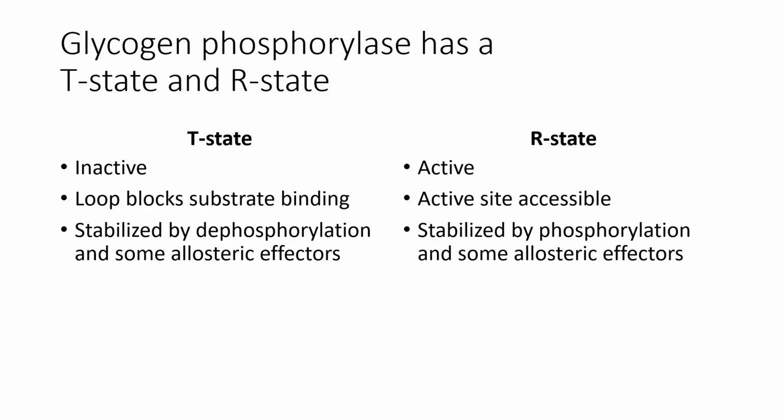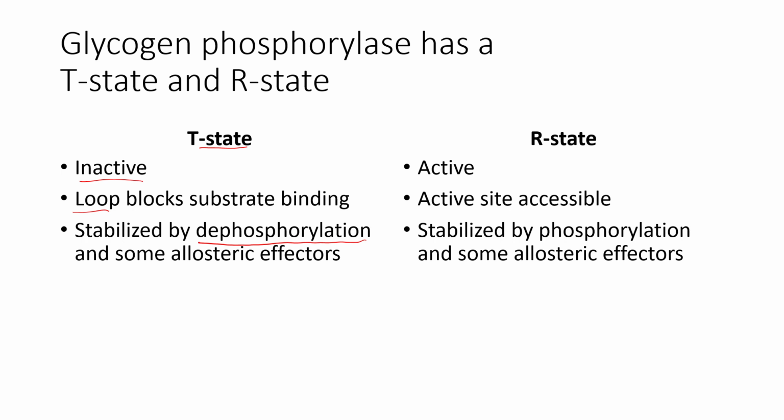So that being said, let's look more at glycogen phosphorylase and how its activity is controlled. First of all, we have to consider that glycogen phosphorylase has a T state and an R state, sort of similar to when we discussed hemoglobin a few chapters ago. The T state of glycogen phosphorylase is the inactive form, and in this inactive form, there's a loop that blocks the substrate from binding, substrate being glycogen, right? And the T state is stabilized by dephosphorylation.